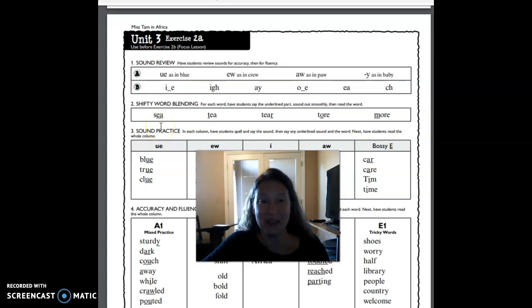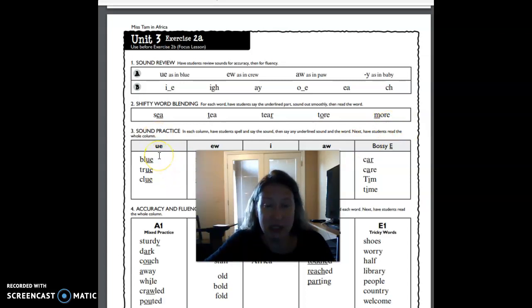Read the underlined sound and then the whole word. What is the underlined sound? E and the whole word. C. Next, underlined sound. T. Whole word. T. Underlined sound. R. Whole word. Tear. Next, underlined sound. O. Whole word. Tore. Underlined sound. N. Whole word. More.